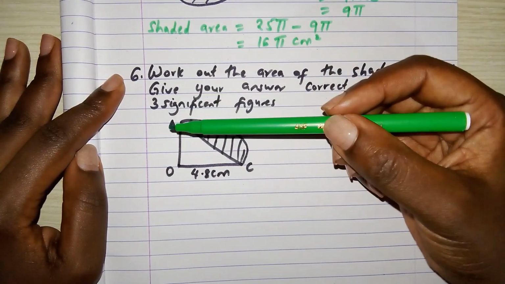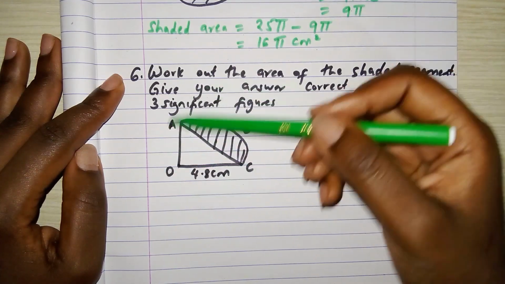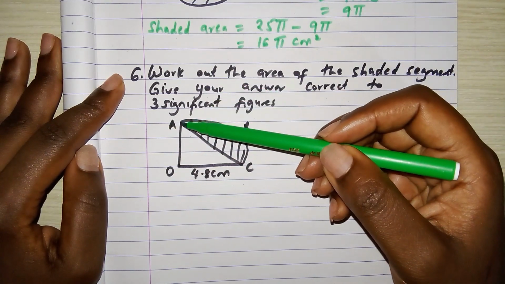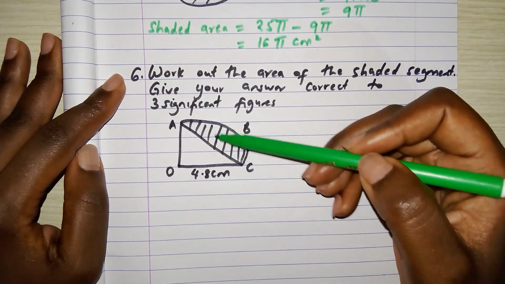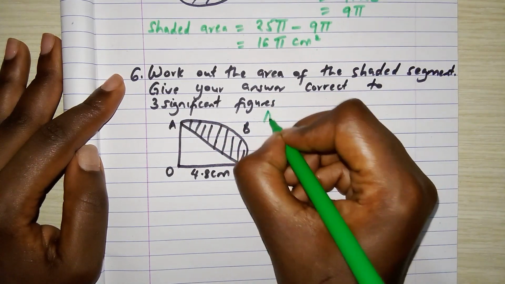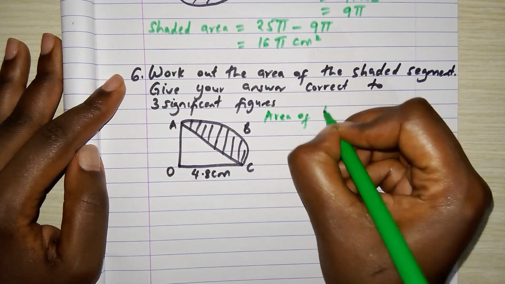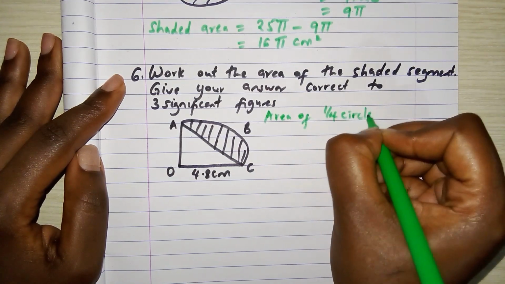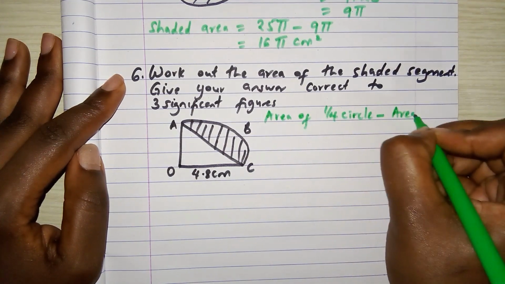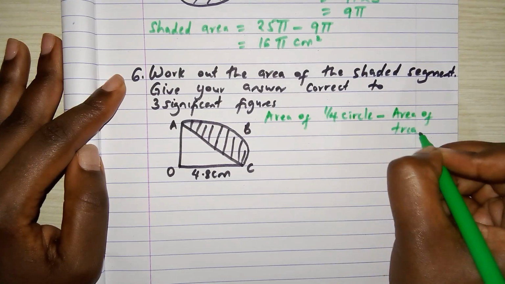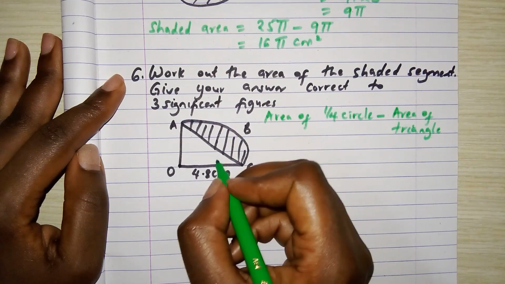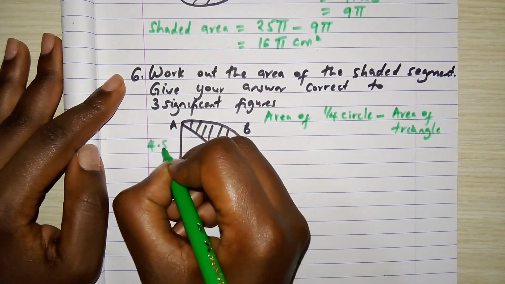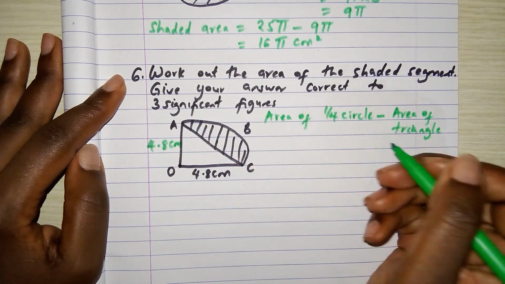So this shape you're given, it's a quarter of a circle. And then we have a triangle here, and then you have the shaded part. So we need to find the area of the shaded part. So we find the area of the quarter circle minus the area of the triangle. Okay, O is the center, so meaning even this side would be 4.8.